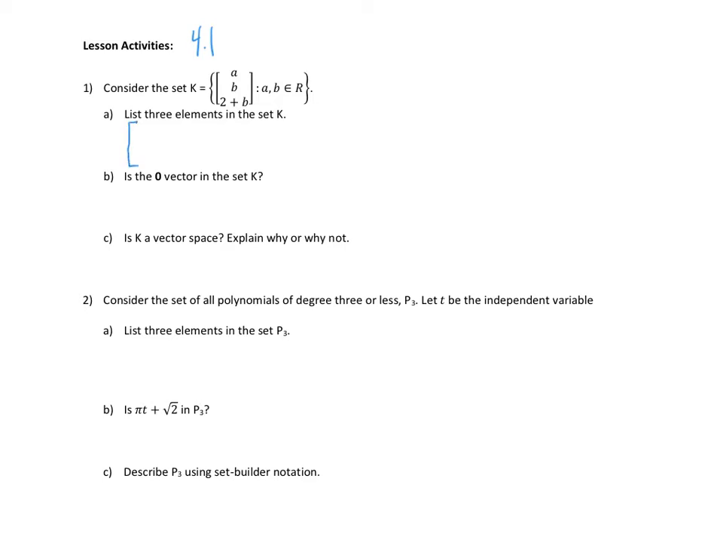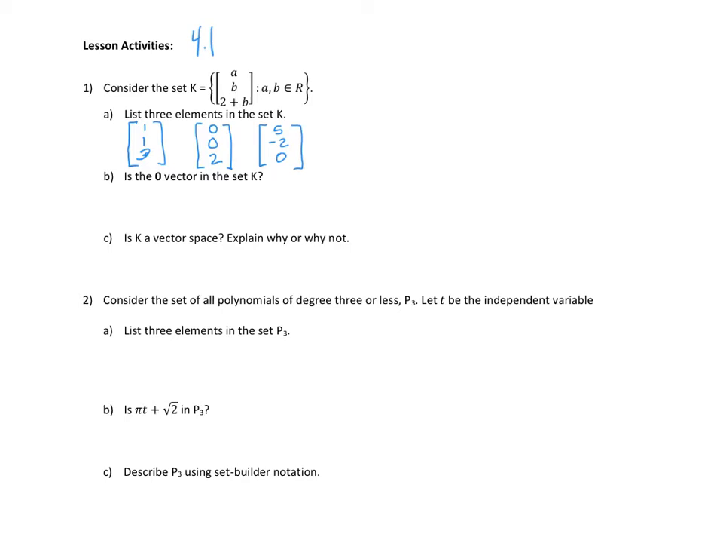If A and B are both 1, the third entry would be 2 plus B, 2 plus 1 is 3. Another one: if A and B are both 0, then the third entry is 2. A and B don't have to be the same, so let's pick different numbers: 5, -2, and then 2 plus B, so 2 plus -2 is 0. So those are 3 elements in the set K.